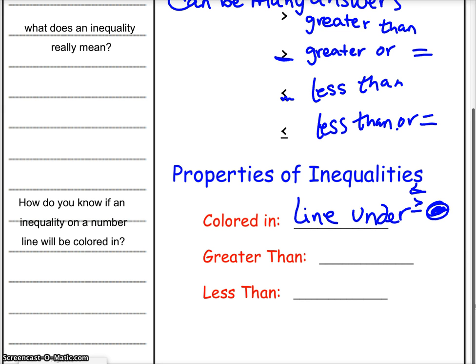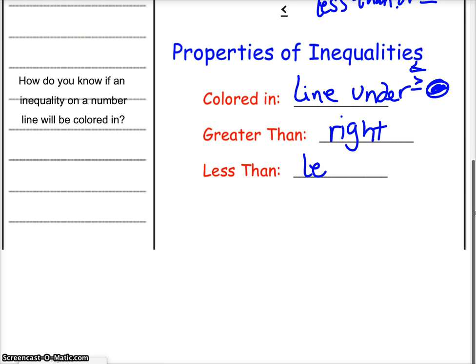If it's greater than, think about a number line. Which way is greater than on a number line? To the right. So if it's greater than, it goes to the right. Which way does less than go on a number line? So if it's greater than a number, it goes to the right. If it's less than a number, it goes to the left. If there's a line under the inequality symbol, it means to color it in. What do you mean by color in? Like this, a circle, color it in.